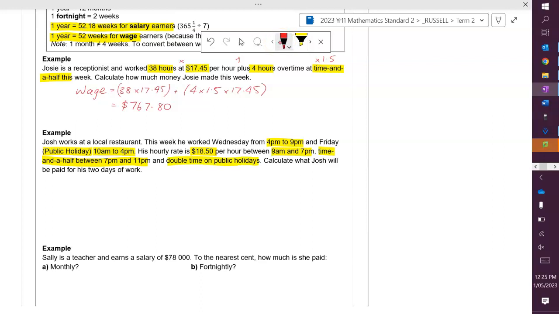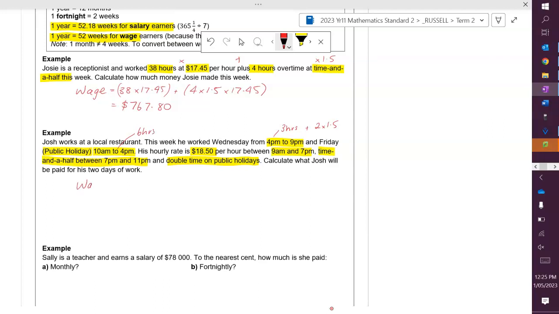If we think about this here, 4 till 9 p.m., that is 5 hours. However, he only gets paid his hourly rate until 7 p.m. After 7 p.m., he gets time and a half. So this is actually 3 hours plus 2 hours, which is at time and a half. So 2 lots of 1.5. And then on our public holiday, he's got 6 hours of work.